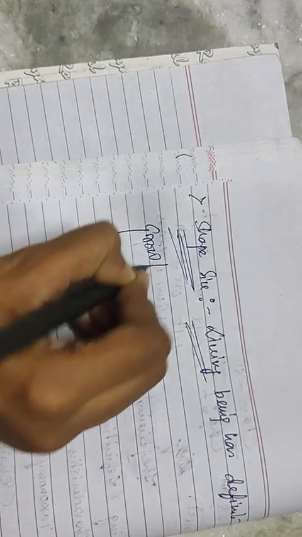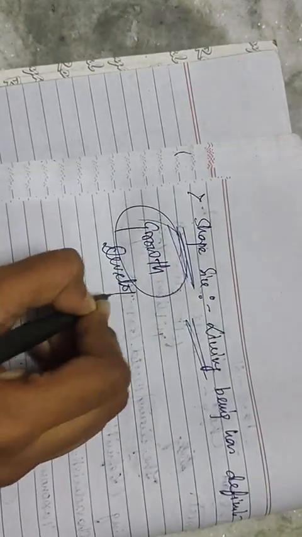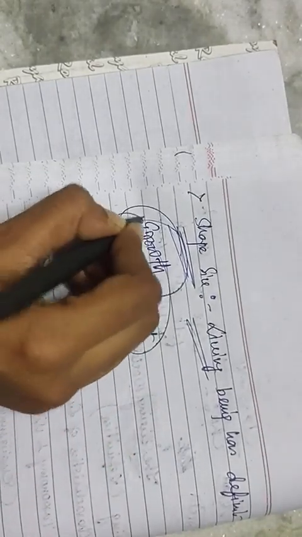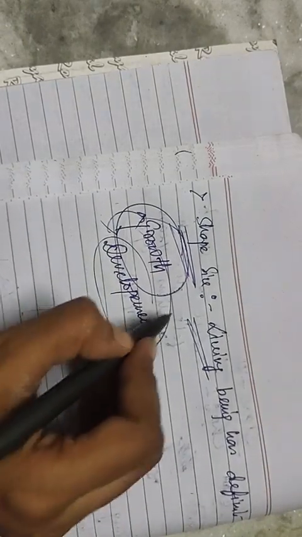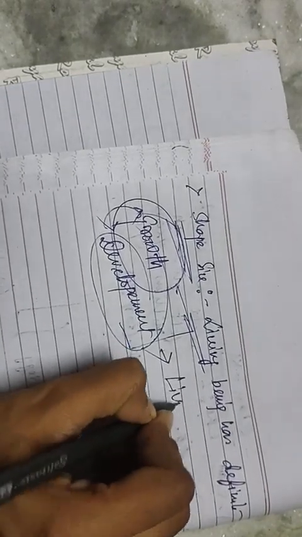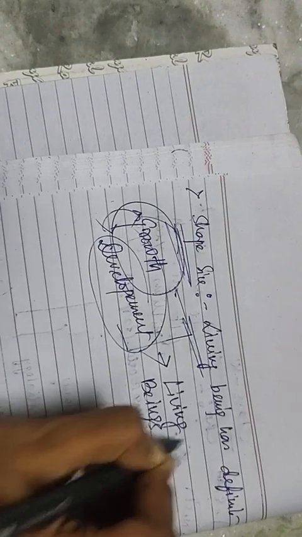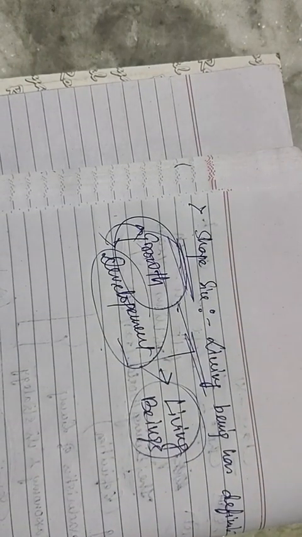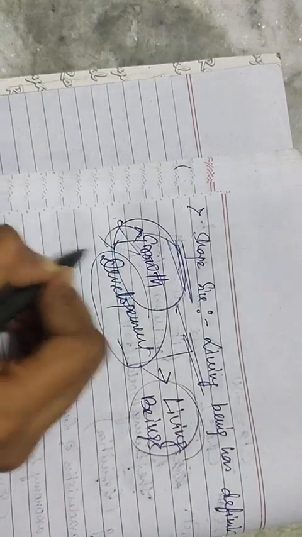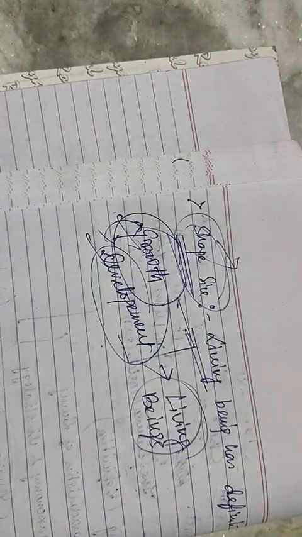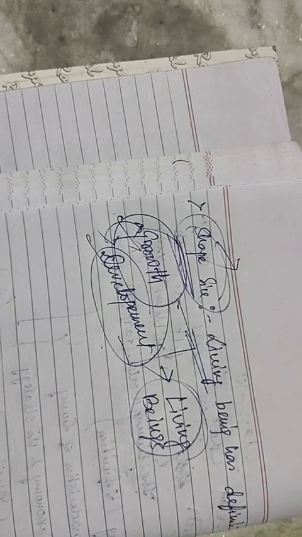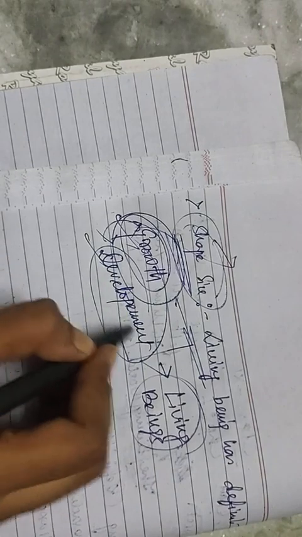Clear? So living beings have definite shape and size, which gets modified to some extent when growth occurs. One term is growth, and one term is development. Growth and development are interrelated with each other. They are also characteristics of living beings, because without growth and development, shape and size is irrelevant. It's not possible to attain a proper shape and proper size without growth and development.